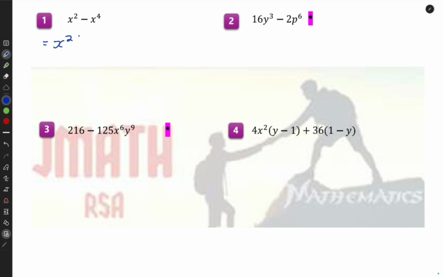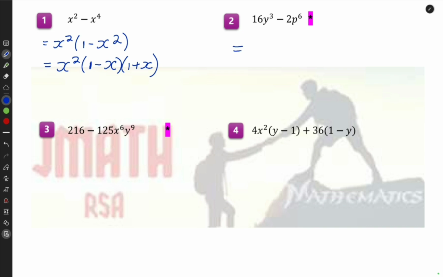I can take out x squared. I'm left with 1 minus x squared. Then in the bracket, I can see that's the difference of squares. So x squared, 1 minus x, 1 plus x. Final answer. Question 2. Difference of two cubes, I suspect, because there's multiples of 3 in the exponent.